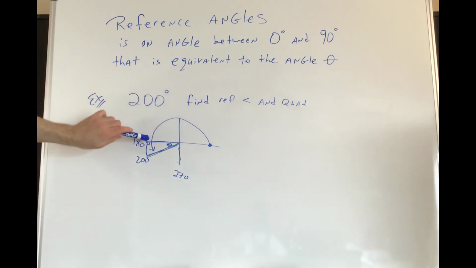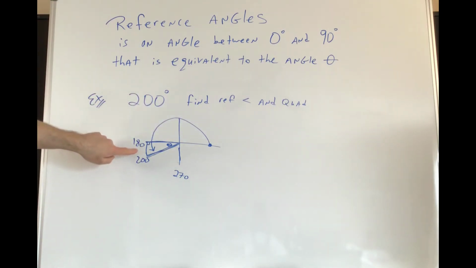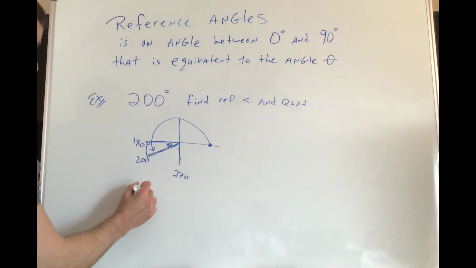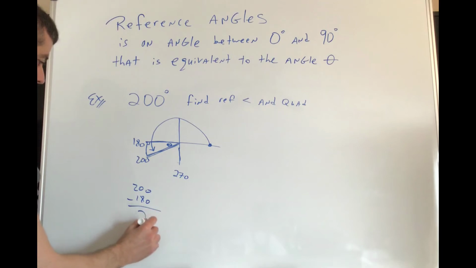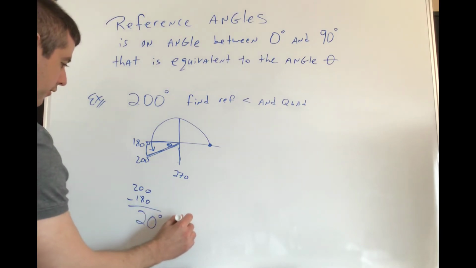I drew 200 degrees and I landed in quad 3. Okay? 1, 2, 3, 4. That's quad 3. I need to know what this little piece is. Well, I mean, come on. I start with 200 and I take away 180. And I get 20 degrees in quadrant 3.